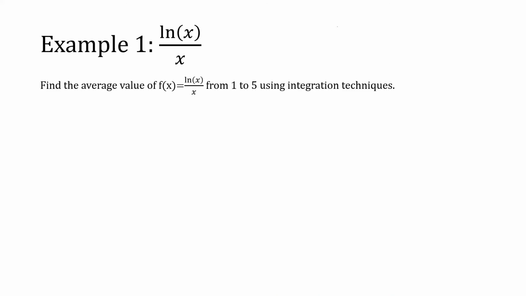Okay, so in our first example, we're going to be doing the average value of f of x equals ln x over x from 1 to 5. And let's just first recall what the formula is, which is 1 over b minus a times the integral from a to b of f of x dx. And now we just got to do a direct application of this formula. We know f of x from the question, and then 1 and 5 are our bounds, so we are going to set a equal to 1, b equal to 5.